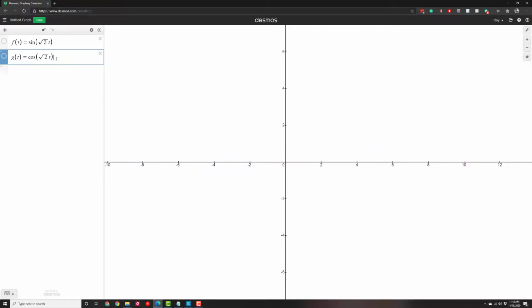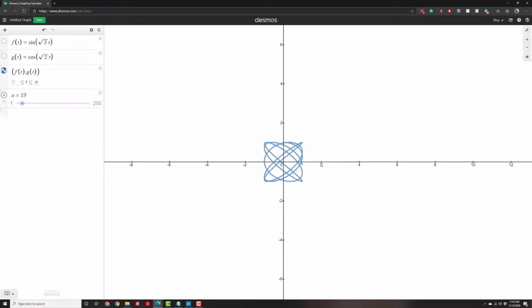Notice I don't have a's or b's here. I don't really care about that. Now what I'm going to do is graph f of t, comma, g of t, the parametric curve. Notice I'm only going from 0 to 1. So let's go ahead and increase that, and let's do a parameter here. Let's go from 0 to a. Now let's set a to go from 1 to 200 with step sizes of 1. Okay, so here's a equals 1. Now let's go ahead and see what happens as we increase what a is.